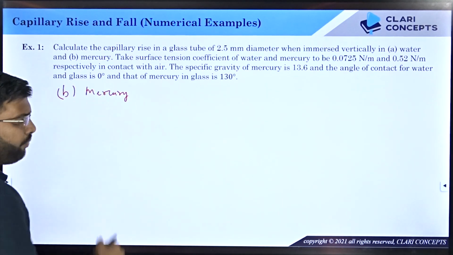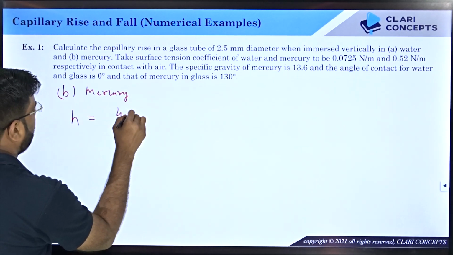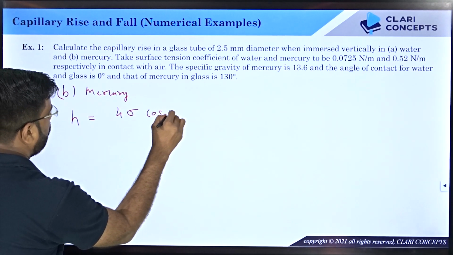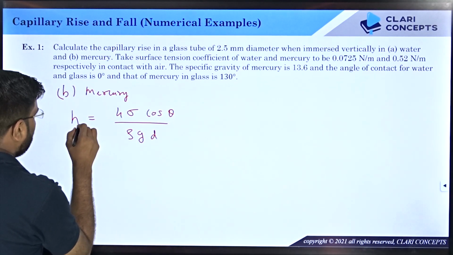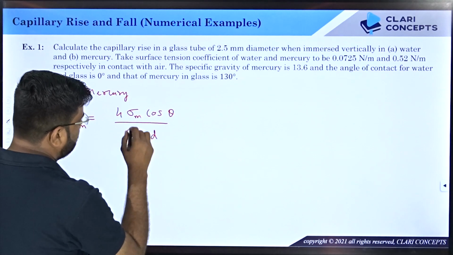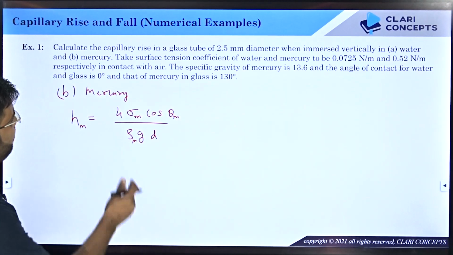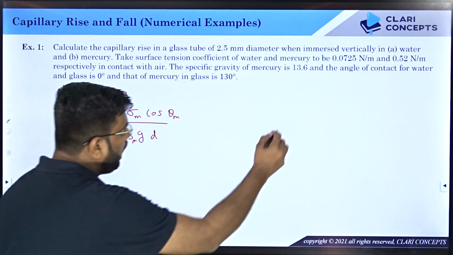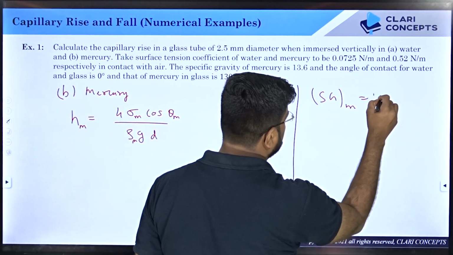So now capillary fall will take place, right? So capillary fall will be equal to, again the formula is the same, 4 sigma cos theta by rho g d. What you need to do is, h will be for mercury, so I will put h_m. Again sigma is for mercury, h_m, rho_m. Theta is for mercury, rho is for mercury. Now the density of mercury is not given, but you have the specific gravity of mercury. SG of mercury is 13.6.